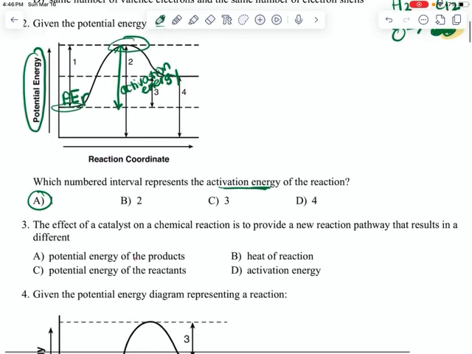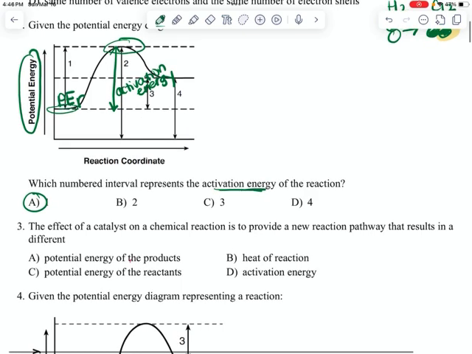Alright, catalysts. So a catalyst speeds up a reaction. Remember with the elephant's toothpaste I showed you, I had hydrogen peroxide, I had the dish soap, nothing happened until I added a catalyst. Then we saw the foaming, we saw the color change happen. A catalyst speeds up the reaction by providing a new reaction pathway that results in a different activation energy.